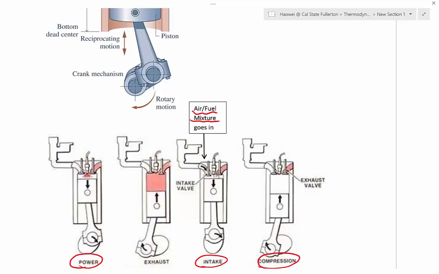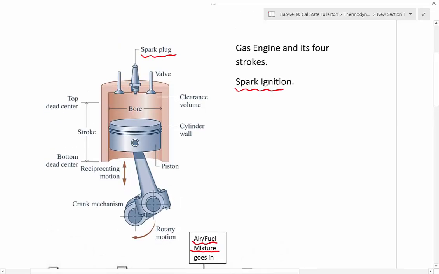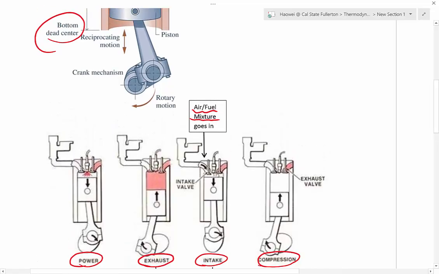And then the last stroke is the exhaust stroke. So after you push the piston to the bottom, which we call bottom dead center, the piston will push up to push out the exhaust, and then move on to the intake stroke to suck in the new mixture. So those are the four strokes for a gas engine.